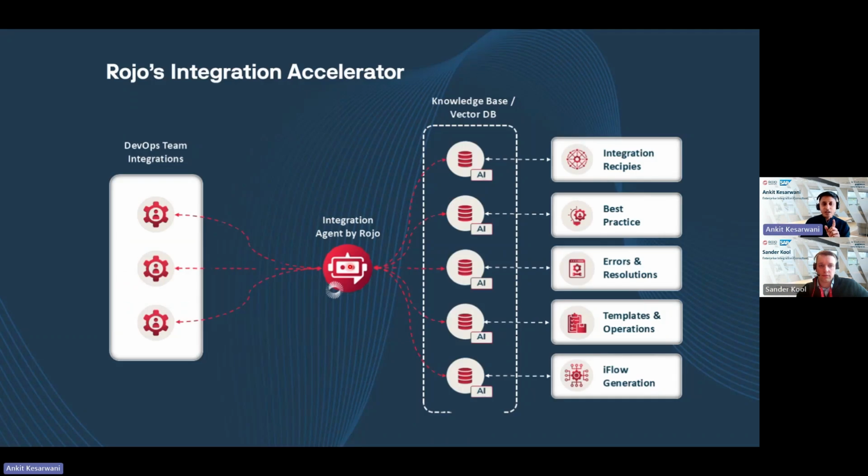What I will do is give an example of how this works in real time. What you see right now on the screen is our Rojo integration accelerator, which uses a background connection with the LLM and the knowledge base we have. On that basis, it is able to help different personas in the DevOps teams, be it developer, operations, or business users, if they want to trace some business objects in the middleware.